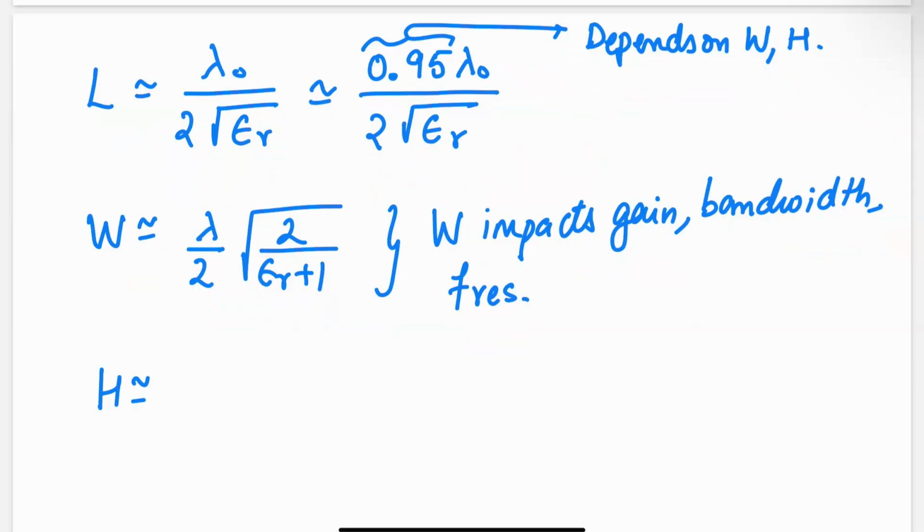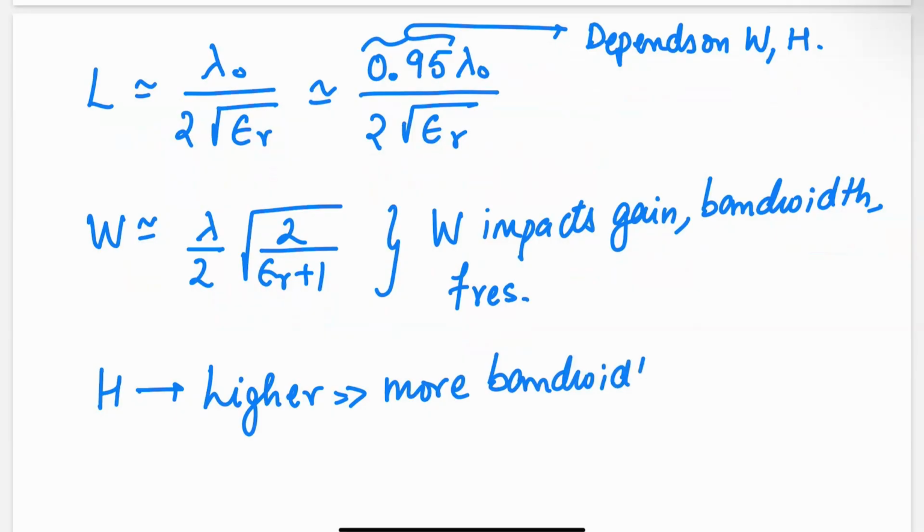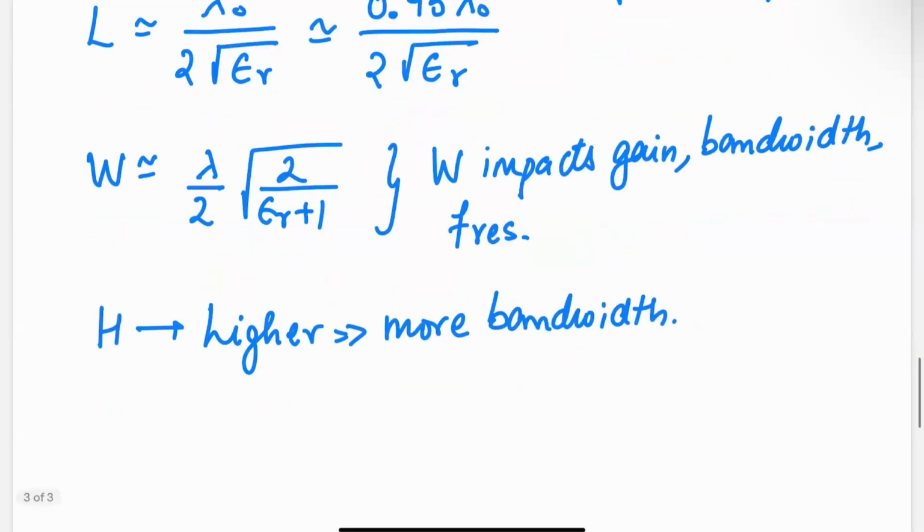There's no analytical expression for this. But if it's higher, it implies that you can have more bandwidth. Okay, so if you have a thicker substrate, you can get much more bandwidth than a thin substrate for a patch within some limitation. Okay, so why do you have more bandwidth?